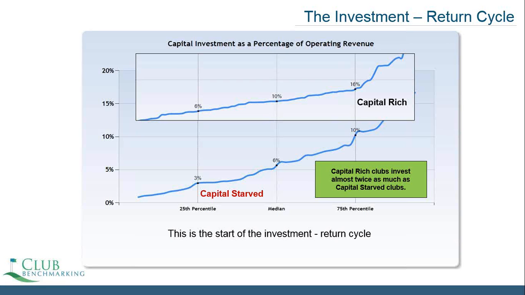As a result, they do invest much less back into themselves. Capital rich clubs at the median invest about 10% of their revenue back into the club every single year, year over year. Capital starved clubs, basically across the spectrum, invest about half of that. So capital rich clubs, not just as a dollar amount but as a percent of their revenue, invest twice as much as capital starved clubs. And this is what I'm calling the start of that investment return cycle.